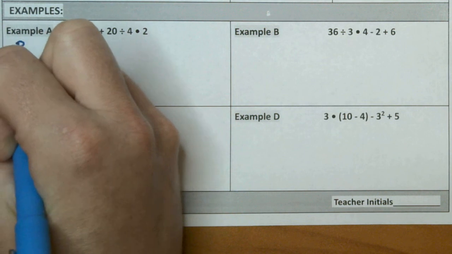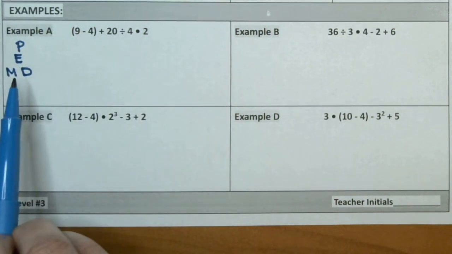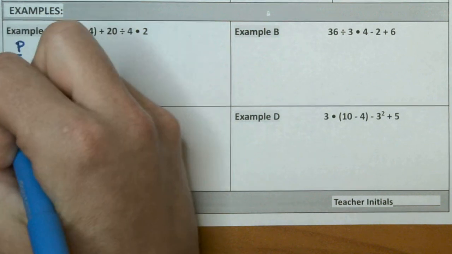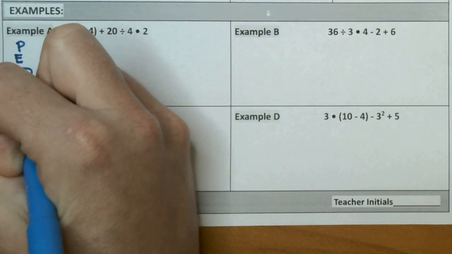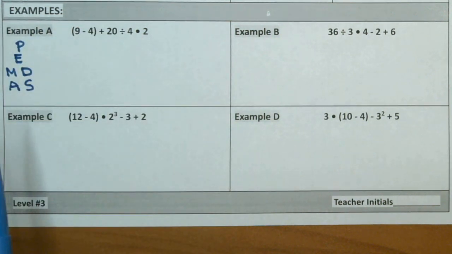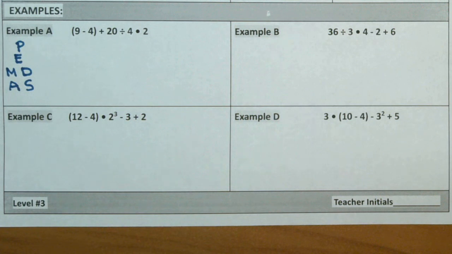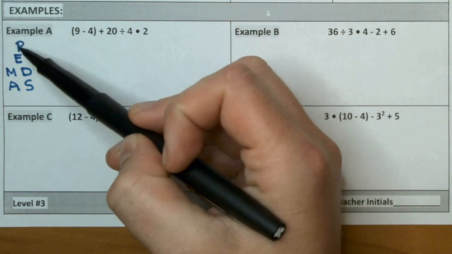Write M and D next to each other so that we can remember multiplication and division are equally powerful. And then we're going to write A and S next to each other so we can remember addition and subtraction are equally powerful. Students who do this and write this out get the problems correct more. So today is all about staying organized. Don't try to rush through this. Let's use this as a checklist.